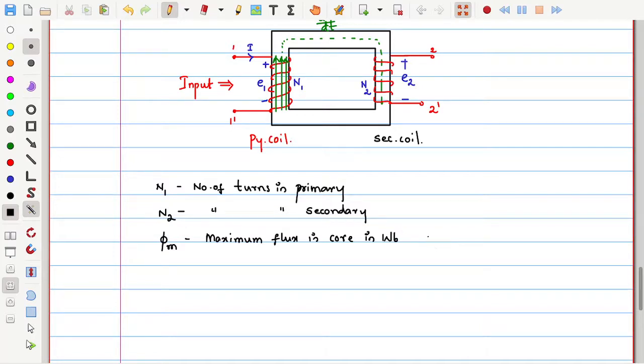And usually you might see the flux and flux density relationship. So flux phi m is equal to maximum flux density into area. Or you can say flux density is the flux by area. Flux per unit area is referred to as flux density, where A is the area of cross section of the core. Bm is the maximum flux density.